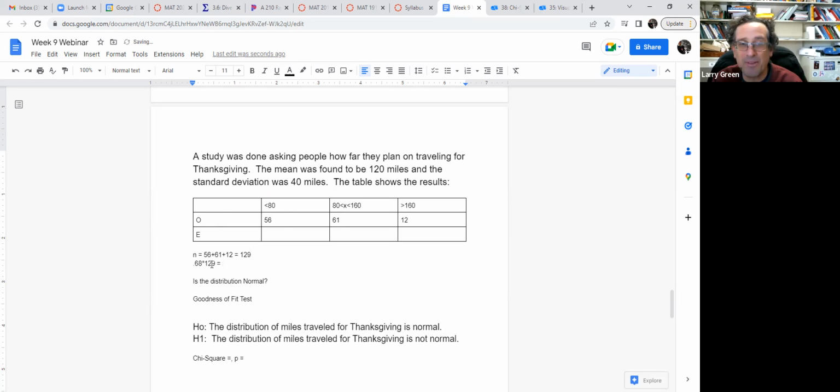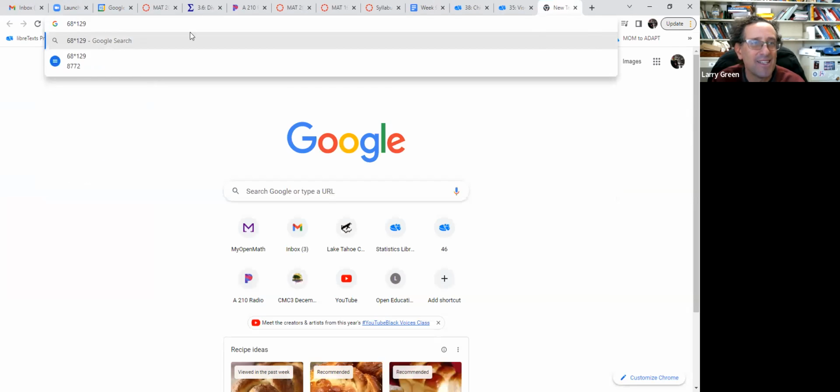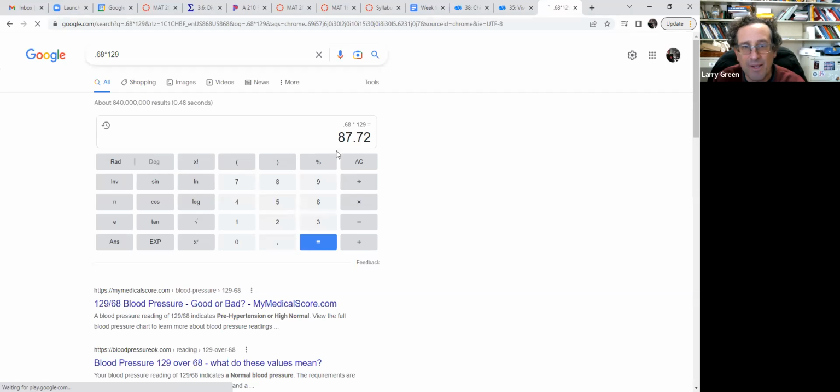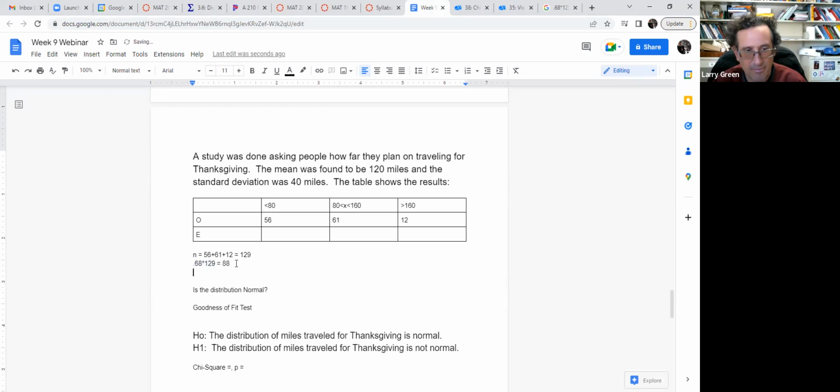Unlike the last example, this one I can't do in my head. But what I can do, I'm very good with putting it into a calculator. And you get 0.68 times 129, 87.72, and we should round because it's a number of people. So I'm going to use 88. And just to make it easier to read, let me write 0.68.